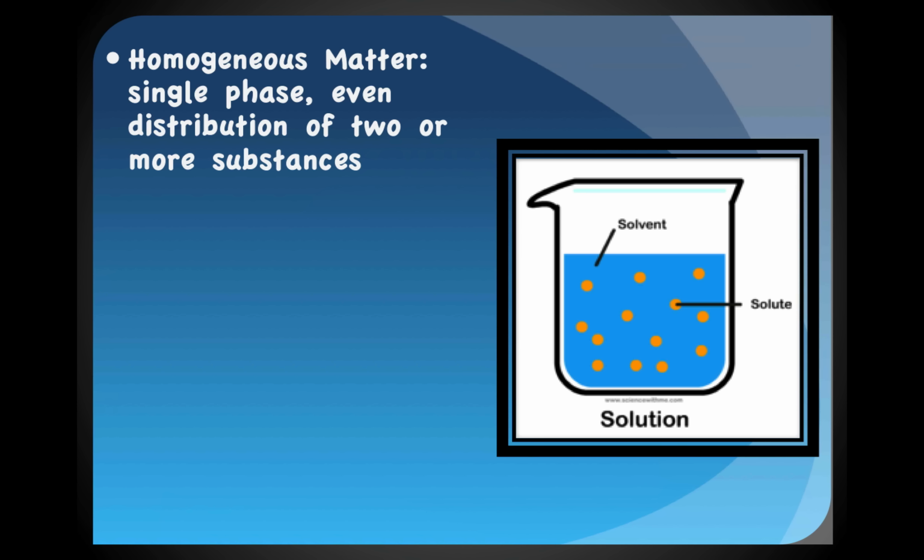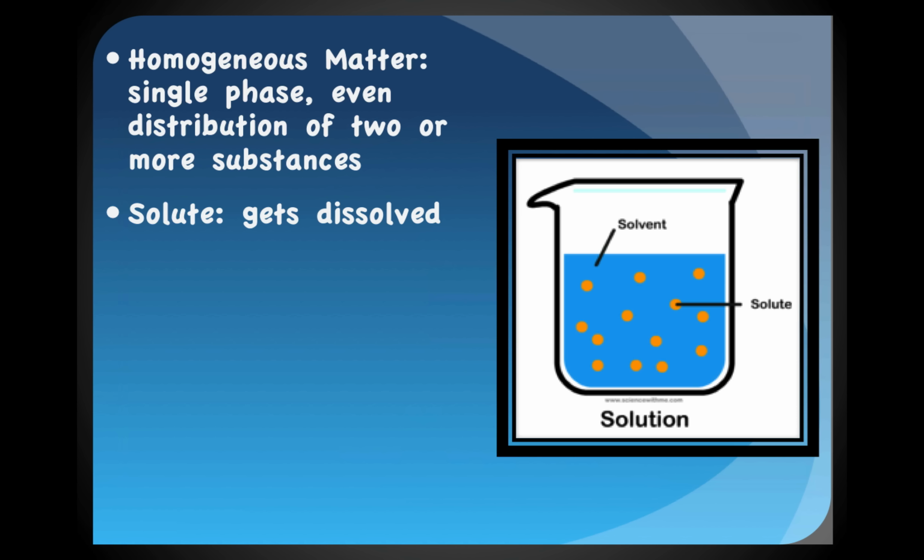A solution is an example of homogeneous matter. It is made up of a single phase in which there is an even distribution of the individual components. Each substance retains its individual properties.